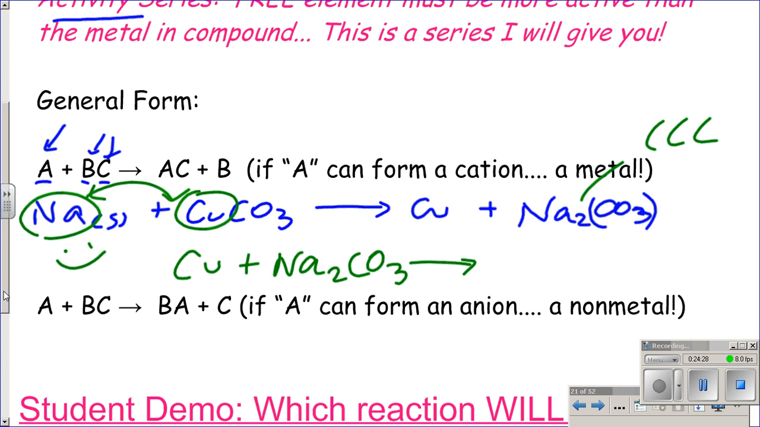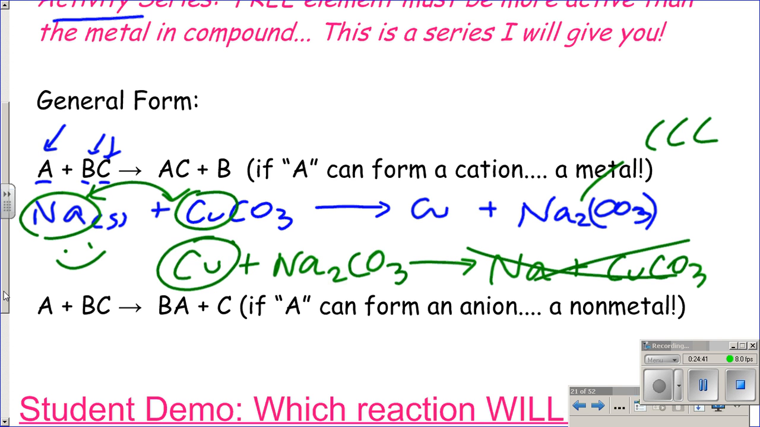The other way around, if I had done copper plus sodium carbonate, yields, what would you expect to form? Copper(II) carbonate, that's what you expect to form, right? This is a big fat lie. Nope, not going to happen. Mainly because copper by itself is just going to glare at sodium. It doesn't have enough energy or activity to boot sodium out of the bond. So copper is not reactive enough. Sodium is really, really active, and it's going to boot copper out so it can take its place with carbonate. That's called the activity series.